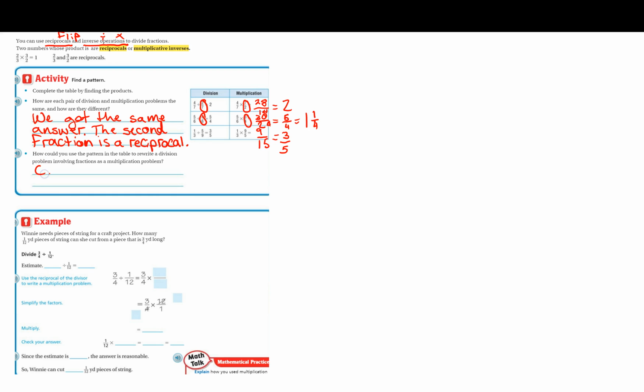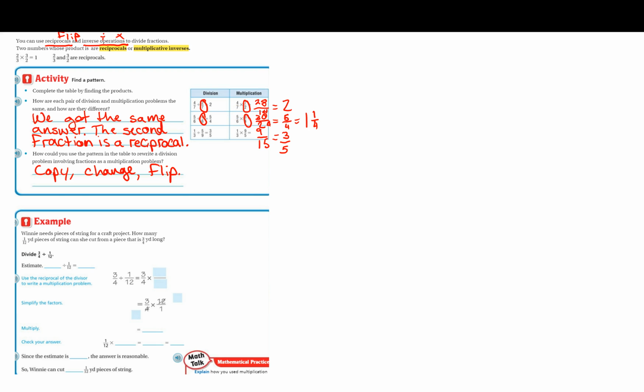And this is asking us, what do we call that? Copy, change, flip. Copy the first fraction, 4/7 stays 4/7. Change, or use a multiplicative inverse. So change the division to multiplication and then flip the last fraction.